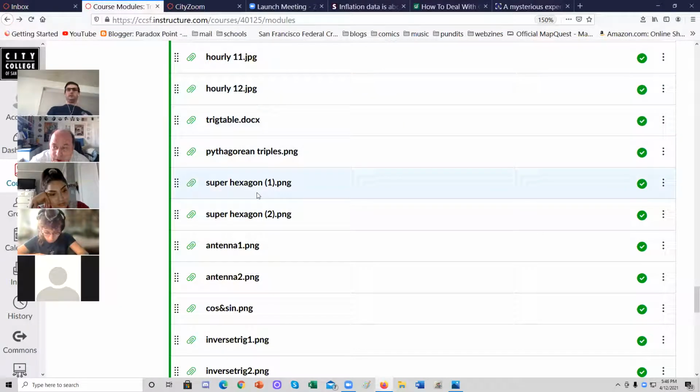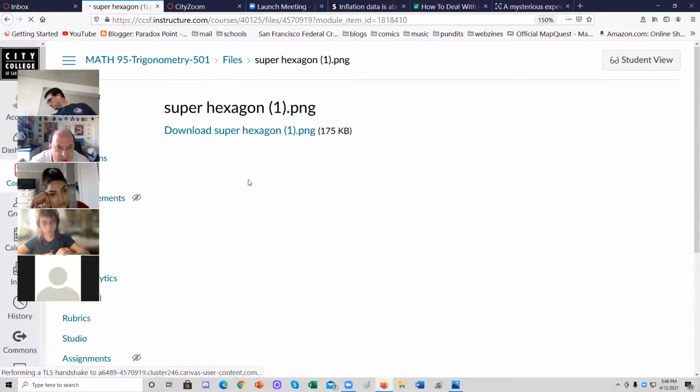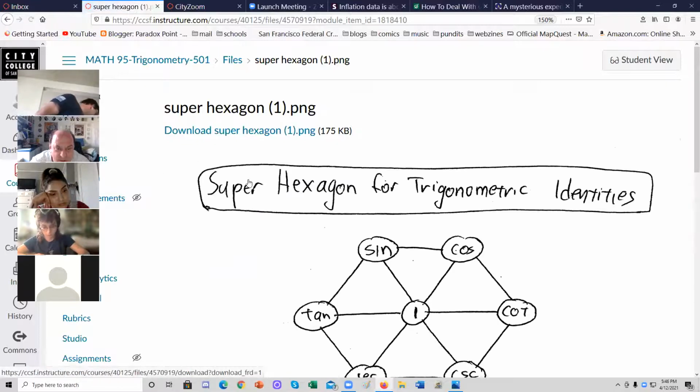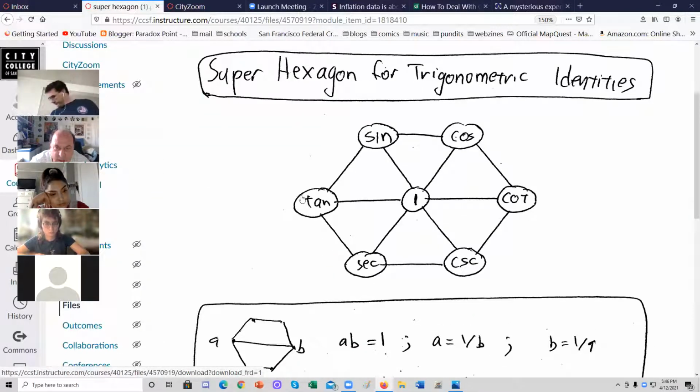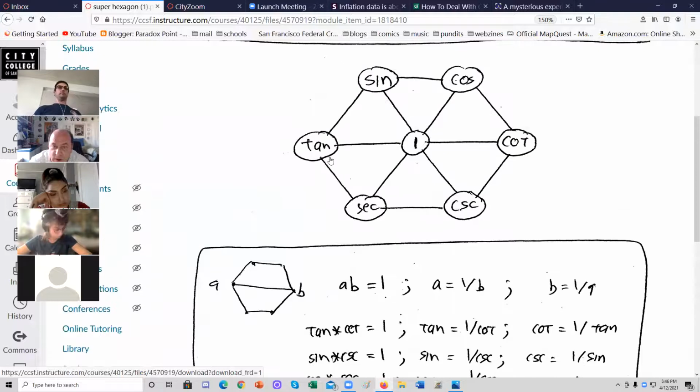Here, these super hexagons. This is something I saw online a while back, and I found a cute enough mnemonic for various relations between the trig functions. Here it is: tan, sine, cosine, cotangent, cosecant, secant, and 1. The idea is that those on opposite sides, tan and cotangent, sine and cosecant, cosine and secant, are reciprocals of each other. So 1 over tangent is cotangent, 1 over sine is cosecant, 1 over cosine is secant, and vice versa.